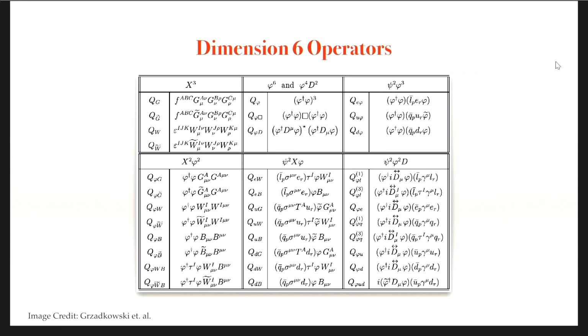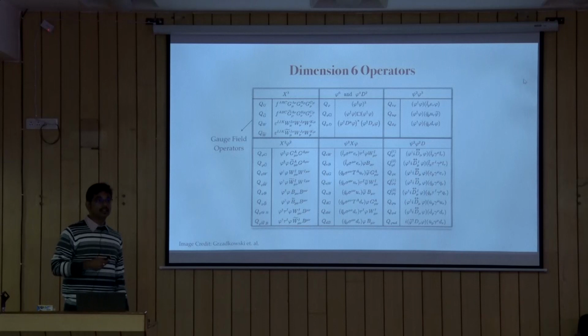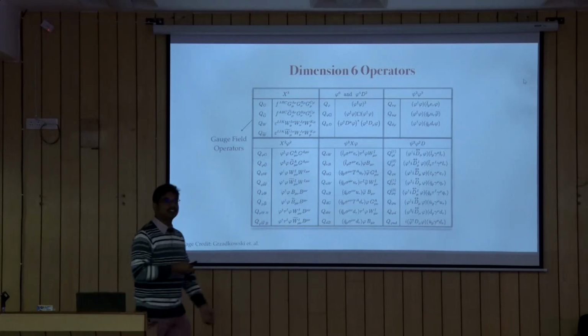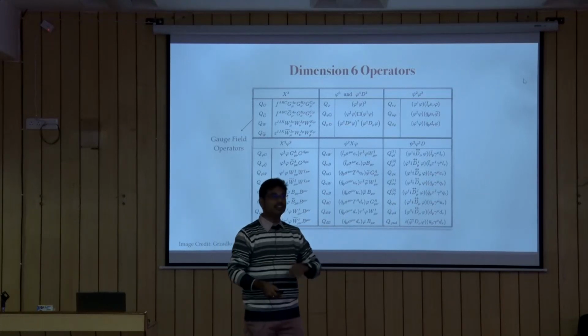Because in dimension 5 we have already seen that it only modifies the Higgs neutrino coupling, and that doesn't affect our observations to a great extent. So in these dimension 6 operators, we have operators involving the... Yes. Sir, I have one question. Is the vev, the 246 GeV, experimentally measured?